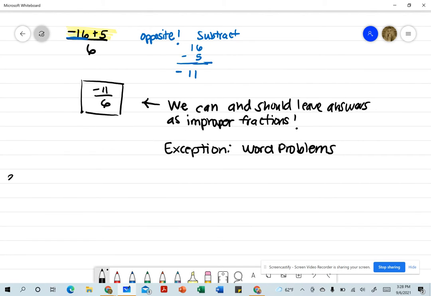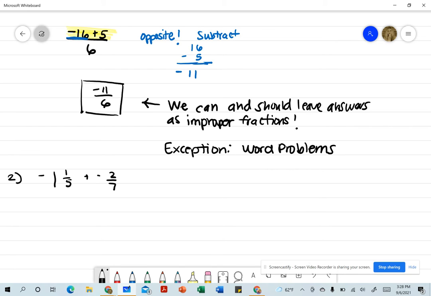Let's go to our second example now. Whew, we did a lot in that one, so hopefully these ones will go a little bit faster now. I have negative 1 1/5 plus negative 2/7. All right.